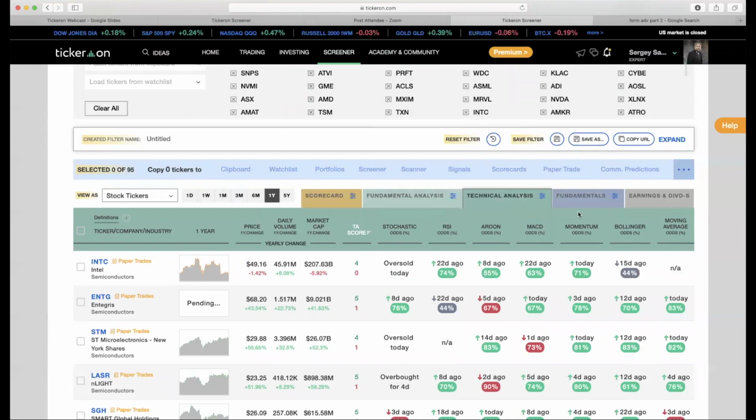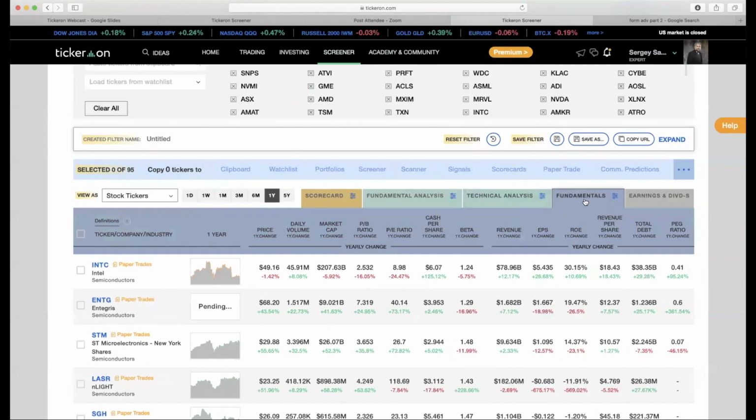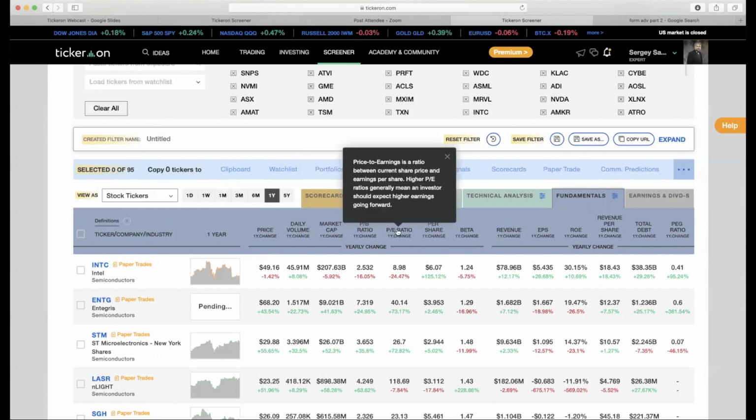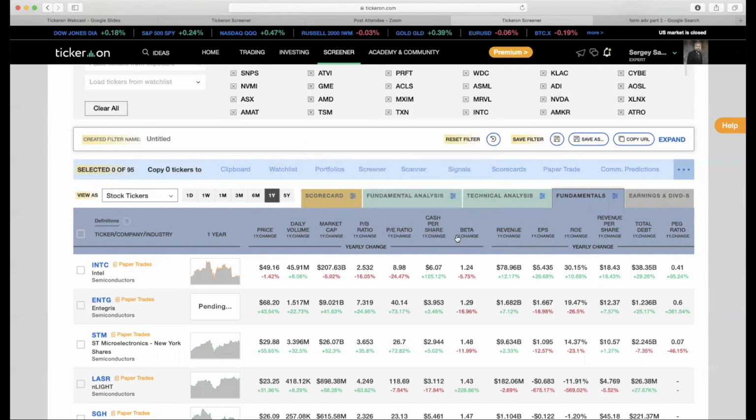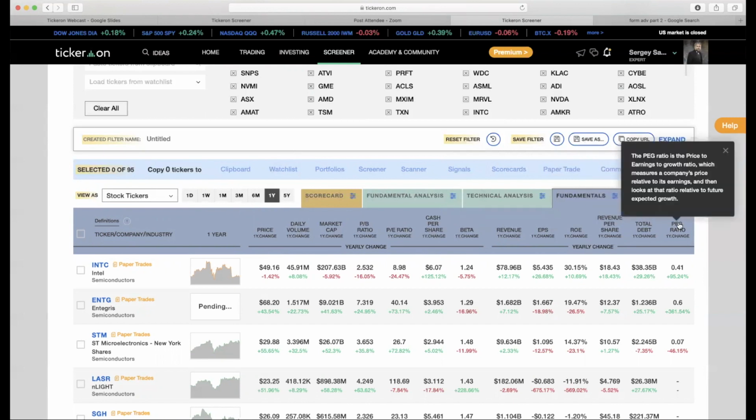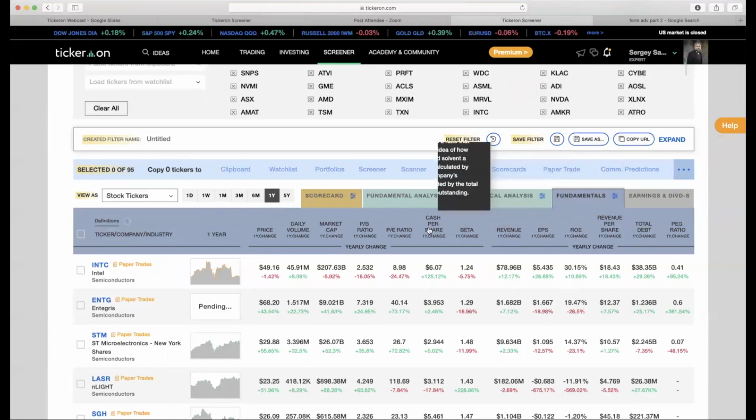You can sort by all of them. Then we got the fundamentals, right? And this is going to tell you all the little information that you might be looking for: the price, the daily volume, market cap, P/B ratio, P/E ratio, cash per share, the beta, which I don't know if any of you guys trade on beta, but that's actually pretty useful, especially if you're doing options. Revenue, EPS, ROE, revenue per share, total debt, and PEG ratio. And you can hover over them if you don't know what any of these mean, right?